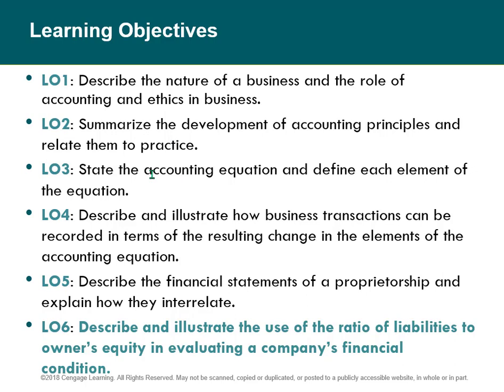We reviewed the accounting equation and defined each element in the equation, and then we put transactions in there to see how the equation changed. The heaviest load in this chapter was preparing financial statements for a proprietorship, and we explained how they interrelate. And now the last thing we're going to do is use the financial statements and evaluate a ratio of liabilities to equity in evaluating a company's financial position.